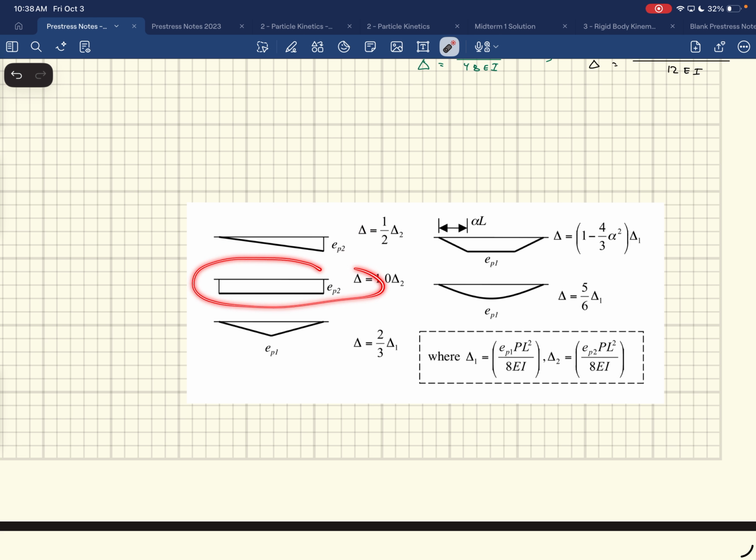If you had a strand pattern that was constant like that one, or a strand pattern that's held down like this, or they do a lot of double harped in some applications where they hold it down in two different locations, or if you have a draped section. If I have one that looks like this, I'm going to calculate delta 2, and it's going to be half of what I get for delta 2. Or if I have one that looks like this, it'll just be 1 times delta 2, for the two concentrated moments down there. Or if I have this, it'll be 2/3 delta 1, where delta 1 is calculated from this. And then use these other ones.